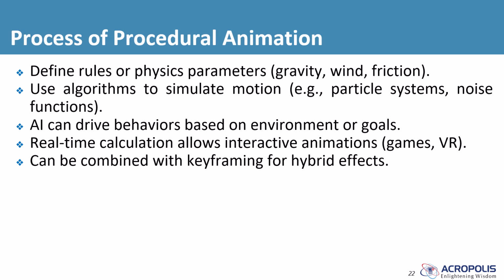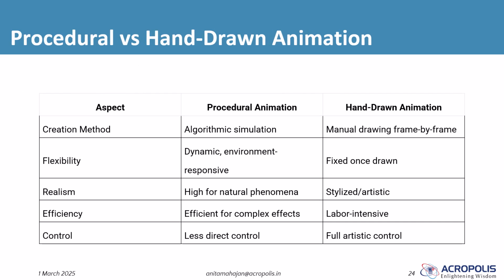Process of procedural animation: it defines rules and physical parameters, and uses algorithms to simulate motion. AI can drive behaviors, real-time calculation is possible, and it can be combined with keyframing for hybrid effects. Procedural versus hand-drawn animation: procedural requires algorithmic simulation, while hand-drawn is manual drawing frame by frame. Procedural is dynamic and environment responsive, while hand-drawn is fixed once drawn. About control, procedural animation has less direct control, while hand-drawn animation has full artistic control.